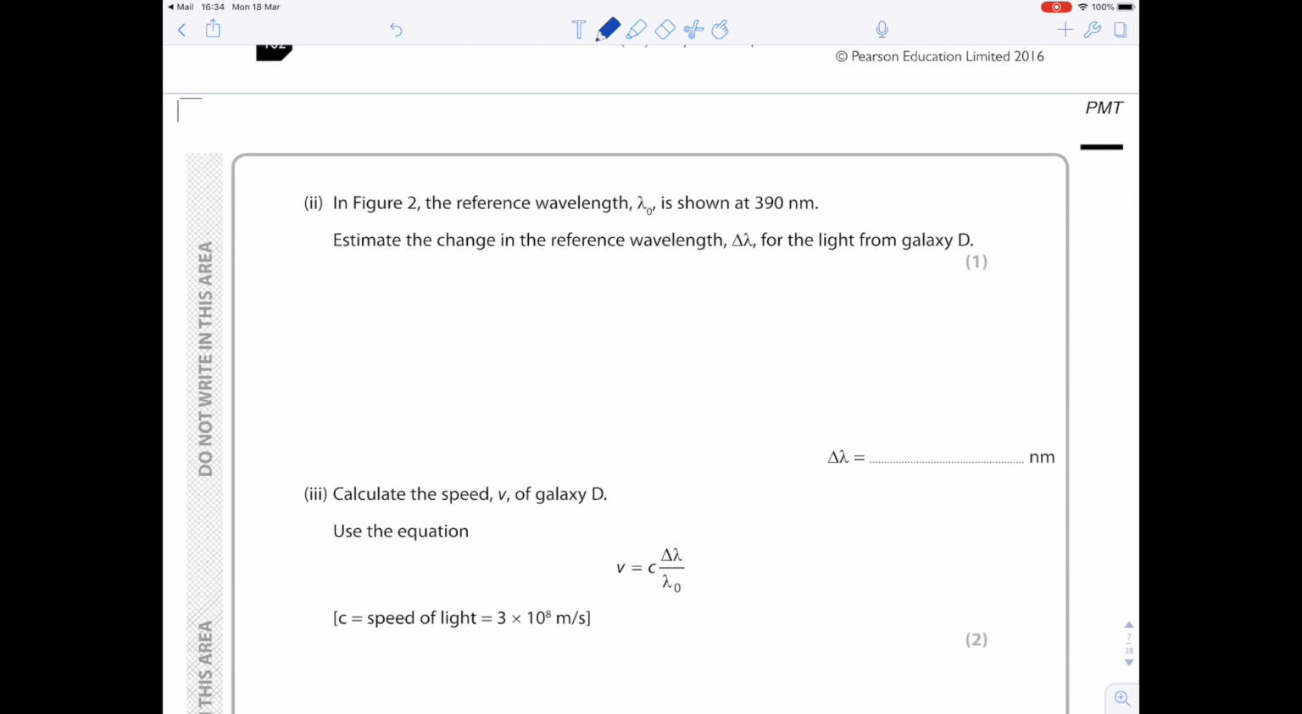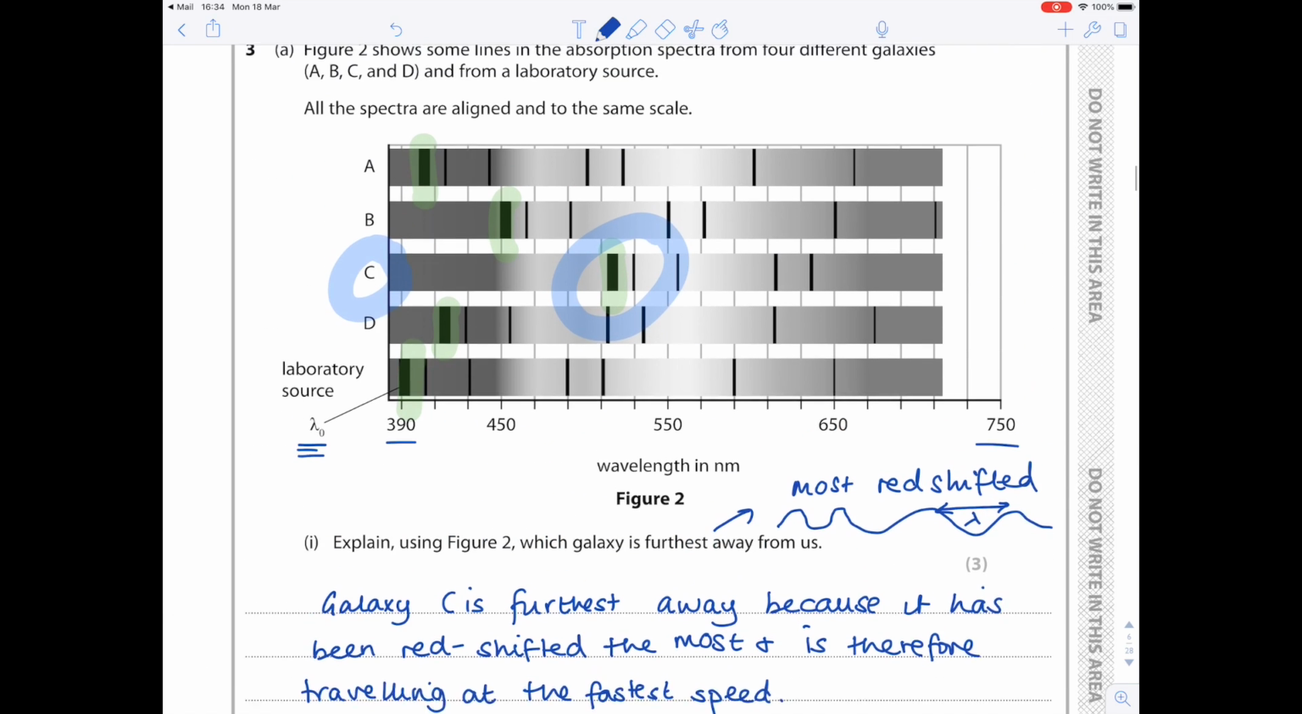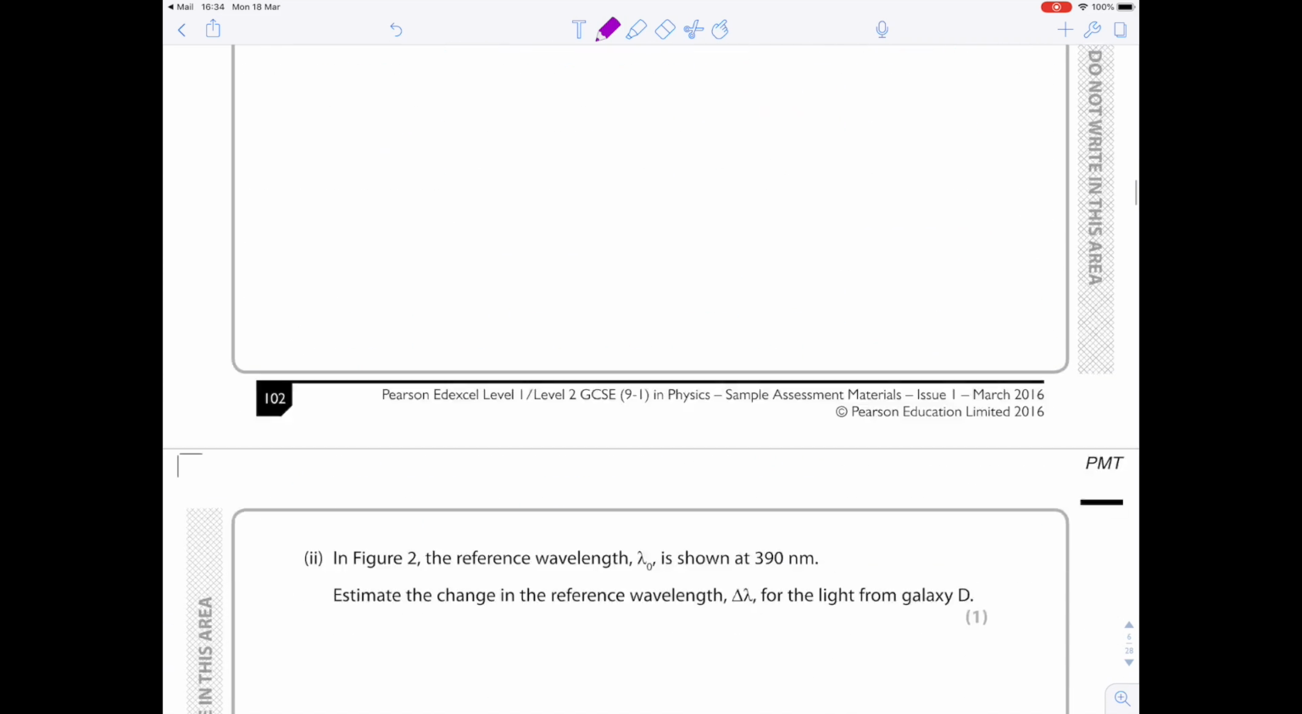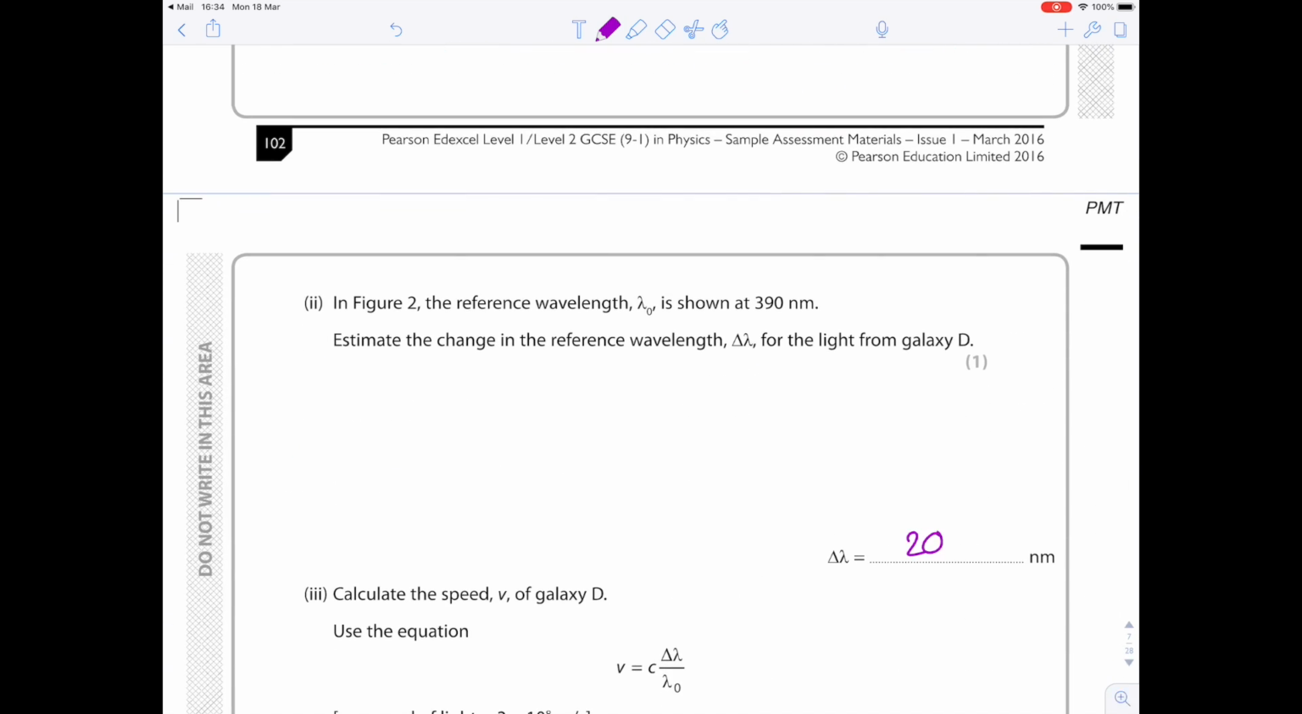Part 2. In figure 2, the reference wavelength is shown at 390 nanometers. Estimate the change in reference wavelength for the light from galaxy D. So going back up, we have our reference wavelength, which is here. This is going to be hard for you to see, so I'm just going to change colour. And it's moved to here. So you just want to use this scale to help you identify it. And if you have a look, you'll see that that is approximately 20 nanometers. But they would have accepted any answer between 19 and 25.